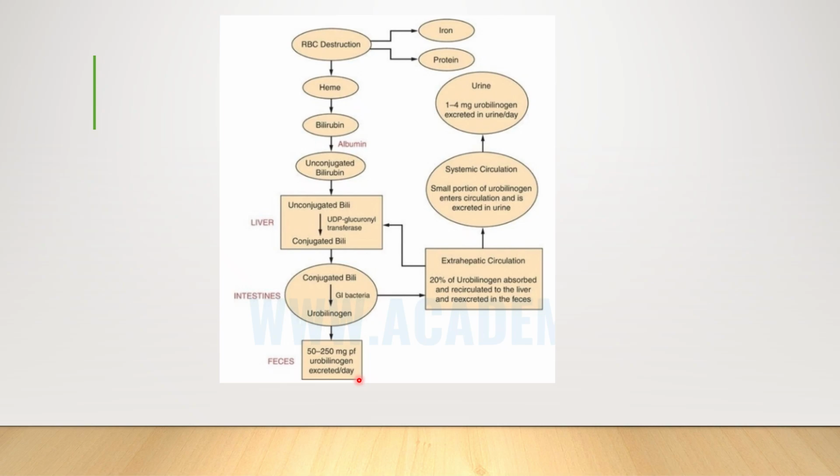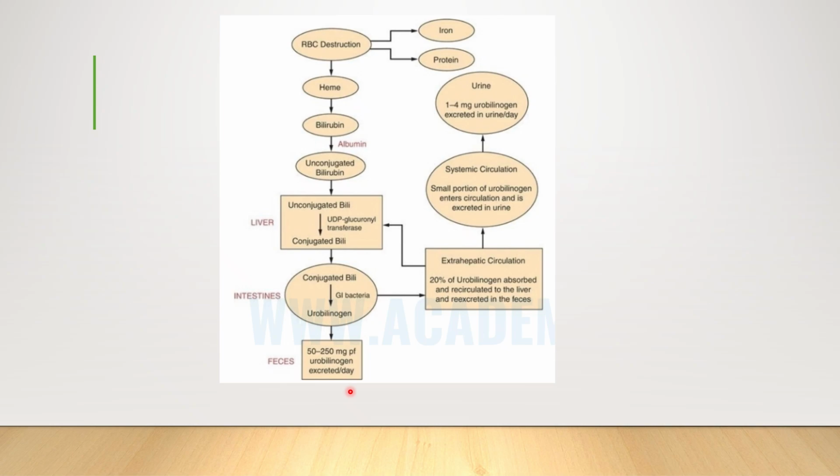Around 80 percent of urobilinogen will then convert into stercobilinogen and stercobilin, and it is excreted in the feces. So 80 percent of urobilinogen formed is excreted in the feces in the form of stercobilin. Now what happens to the remaining 20 percent? The 20 percent will enter the enterohepatic circulation, and it will be absorbed and recirculated into the liver, and the liver will re-excrete it in the feces.